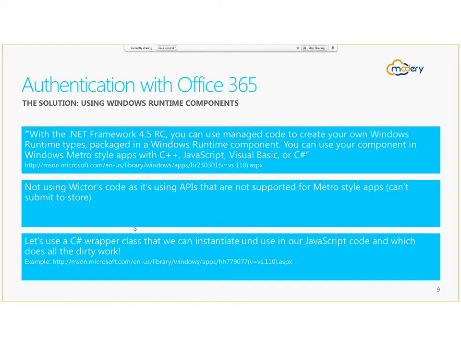Now, in case you're wondering, hey, Victor has got that nice code, you mentioned it's in C#, why don't I just reuse that one? I'm not using it because Metro-style apps need to follow some specific rules. Windows Runtime components must always use only specific APIs. If you're not using those APIs, then you can't submit your application to the Windows Store, for example. I wanted to avoid that. I wanted to be able to create a proper Windows 8 Metro-style application that could be submitted to the Windows Store.